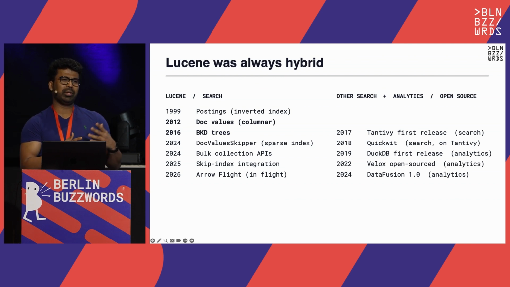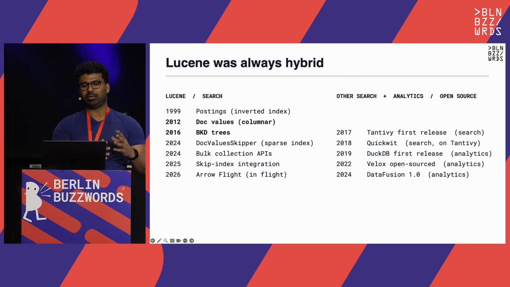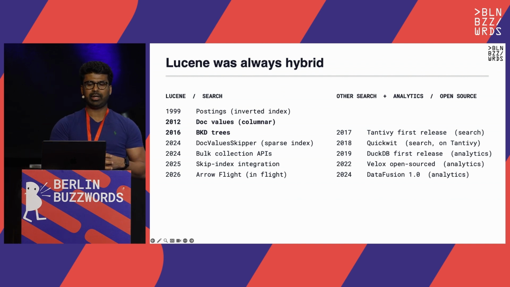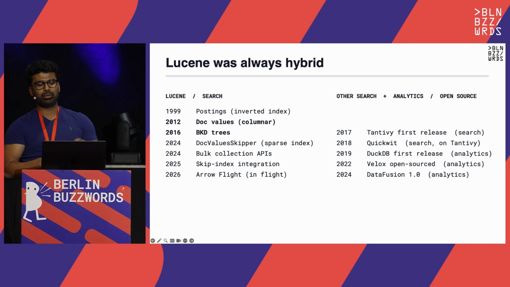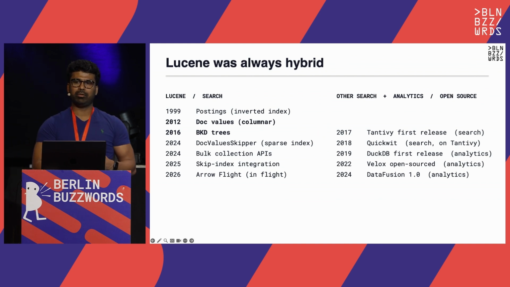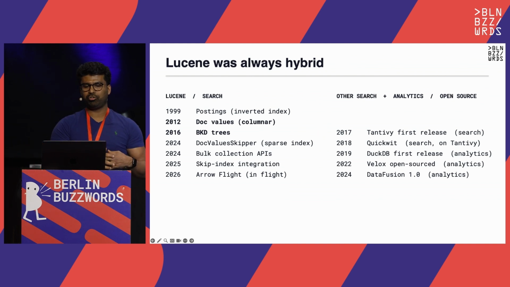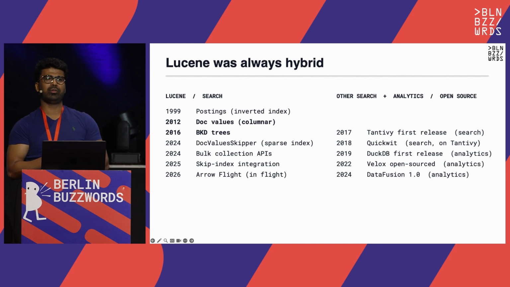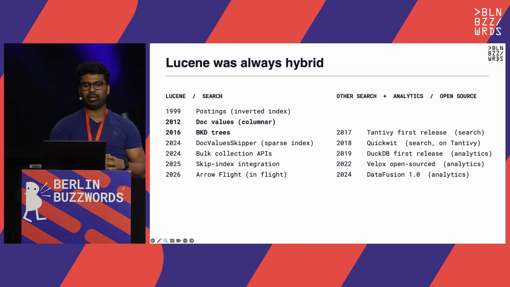So yesterday, I think during the keynote, we were talking about a lot of history. I think there were some people who had more than 20 years working on open source. I don't know if any of those people were there when Lucene was released as a text search engine, right, in 1999. In 2012, we added support for doc values, which is nothing but a columnar storage. In 2016, we had BKD trees, which is inverted index for numeric data.